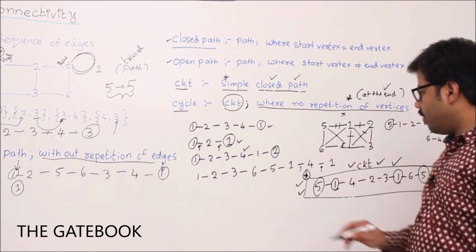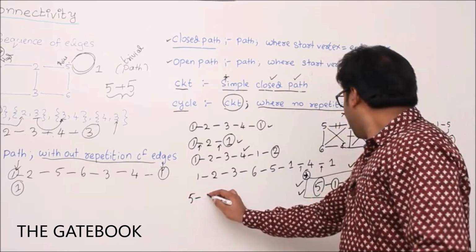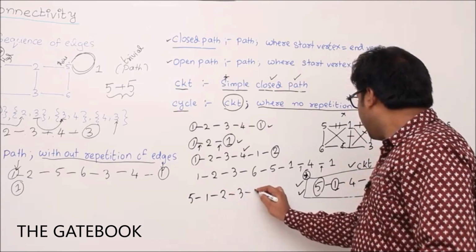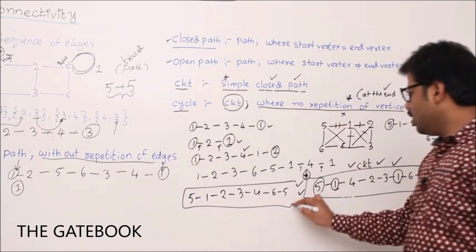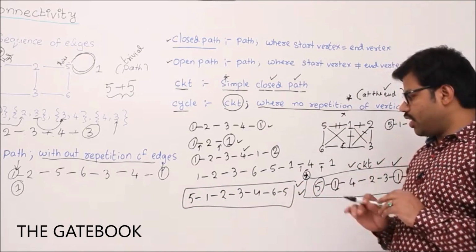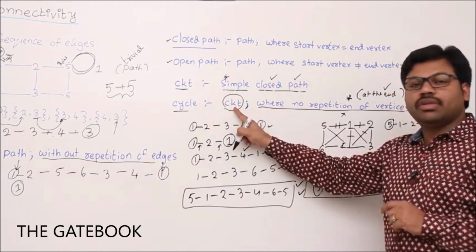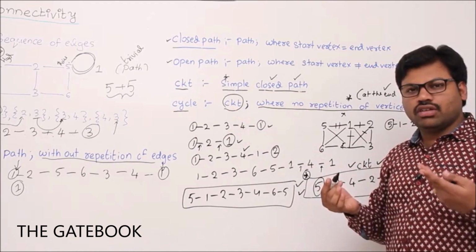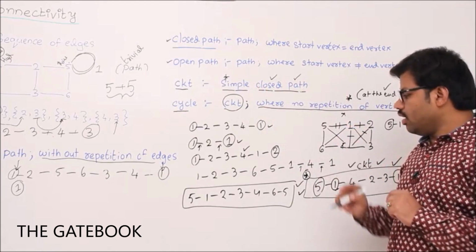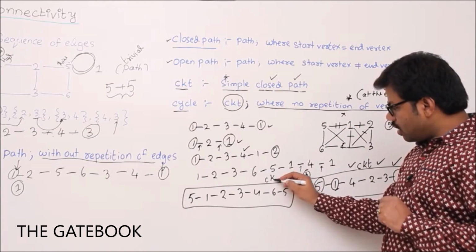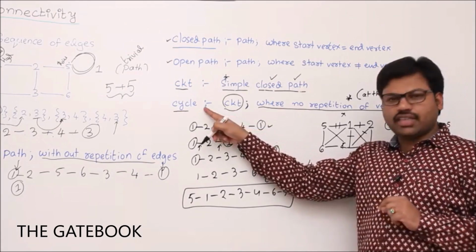One more example I will show you. 5 to 1, 1 to 2, 2 to 3, 3 to 4, 4 to 6, 6 to 5. Is it a cycle? We'll check. Blindly follow the definition. What is the definition of cycle? First it should be a circuit. What is circuit? Go to the definition of circuit. Simple closed path. Okay, first of all let me check whether it is a circuit or not, then after that I will check whether it is a cycle or not.